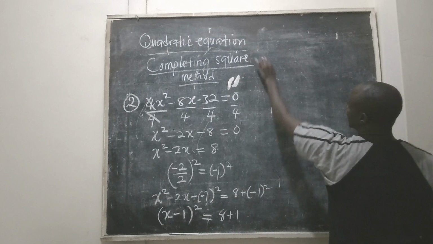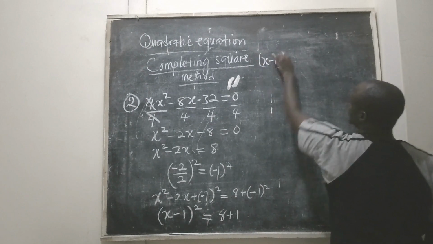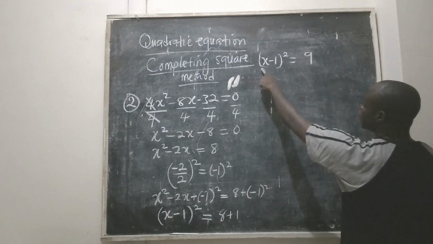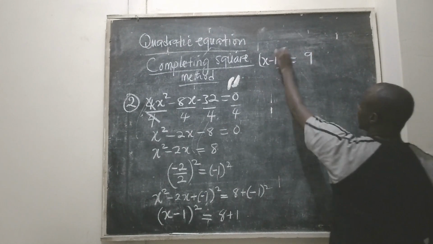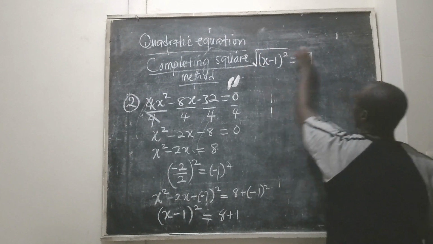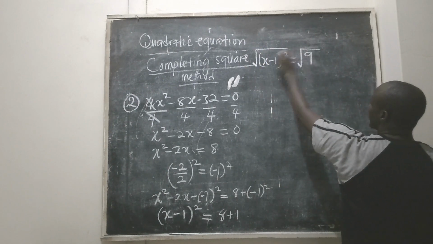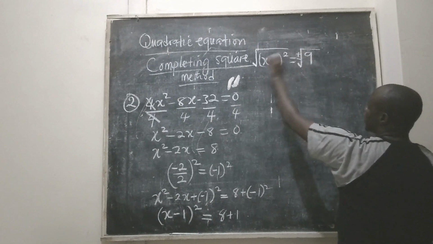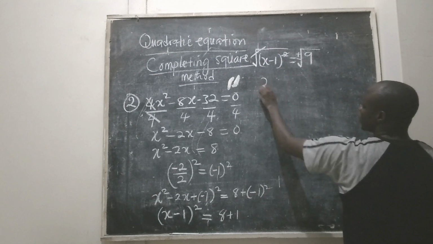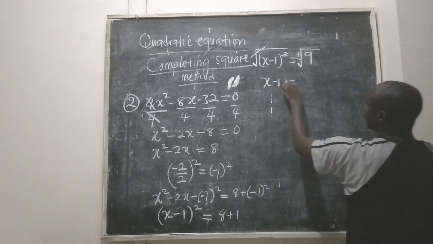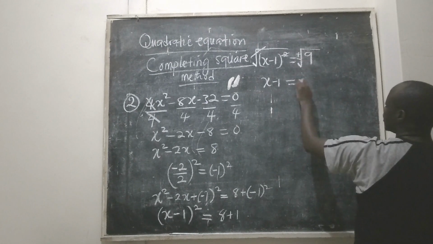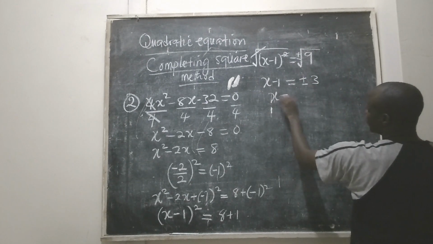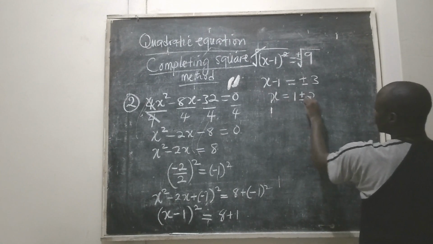Therefore, we have x minus 1 squared is equal to 8 plus 1, which is 9. To clear this square, we have to introduce square roots. So now we introduce the square root, so we have plus or minus here. This one will now cancel this. We now have x minus 1 is equal to the square root of 9, which is plus or minus 3. So therefore we now have x is equal to 1 plus or minus 3.